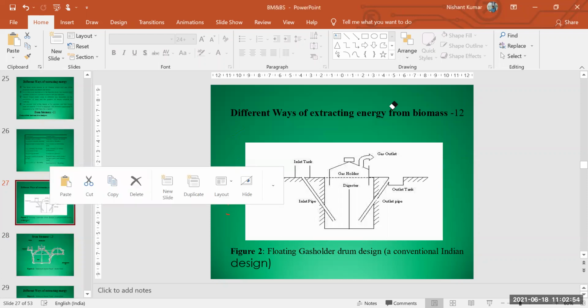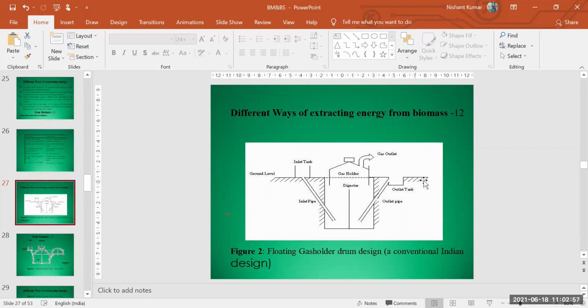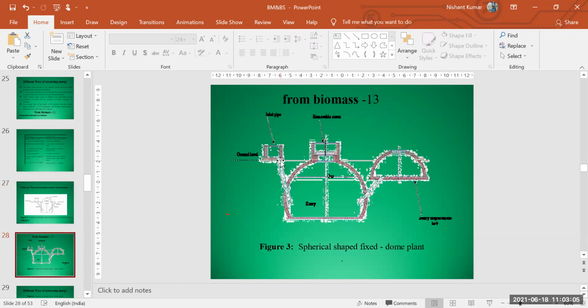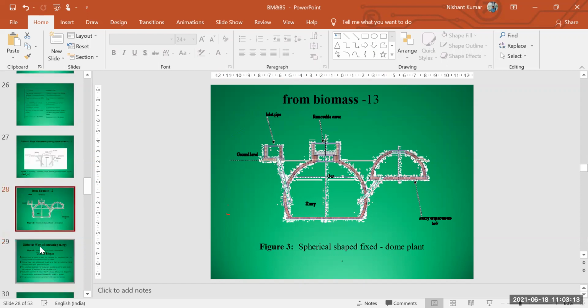We have seen this, this is the inlet and this is your outlet. This is your gas storage, this is the gas outlet part, and only in this the digestion happens. Here we have the inlet pipe. This is a drum which could be below the ground. Above this is a gas storage segment.